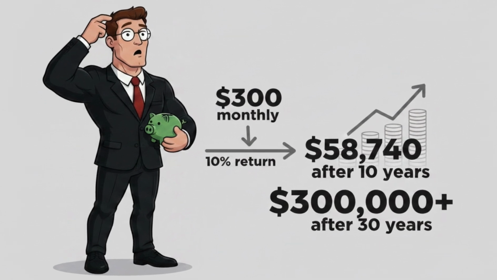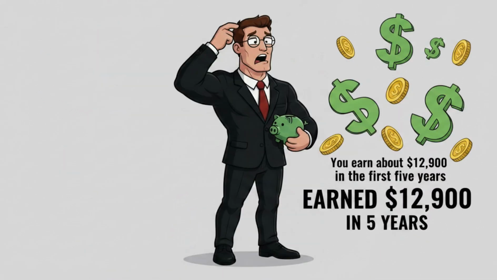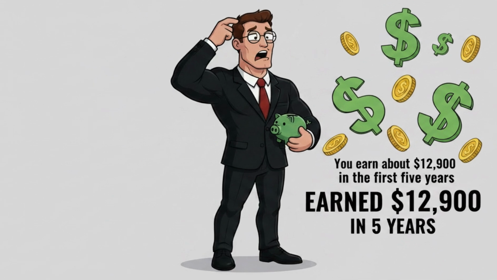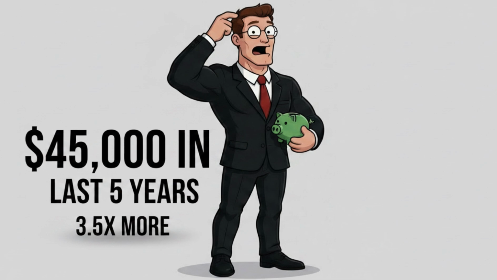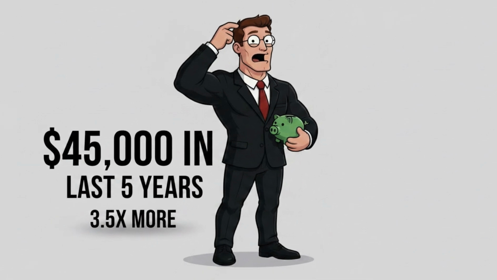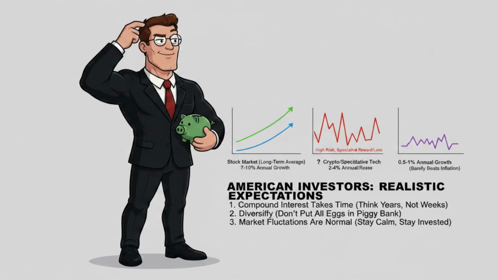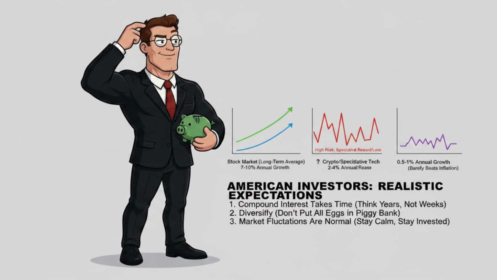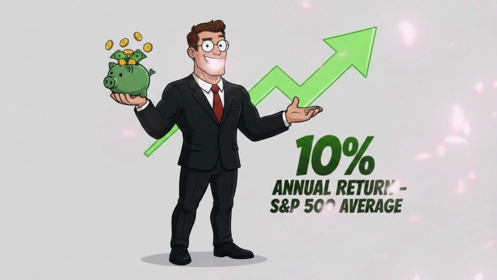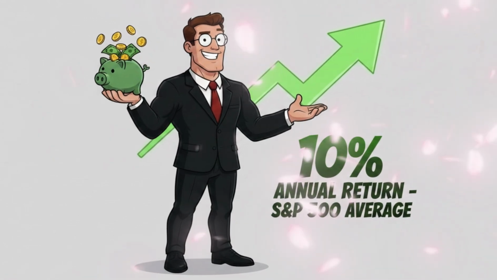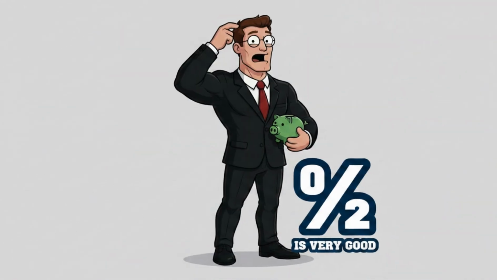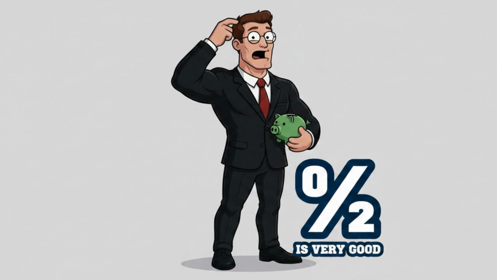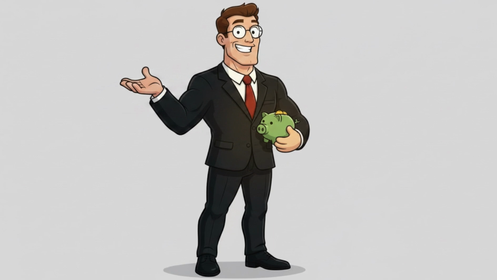Here's how the growth actually feels over time. In the first 5 years, the growth looks relatively slow. This is the hardest part for most people. Between years 5 and 10, the speed starts to pick up. And from year 10 to 15, this is where the real magic happens. The growth becomes massive. For example, with $300 monthly at 10% return, you earn about $12,900 in the first 5 years, but around $45,000 in the last 5 years, almost 3.5 times more.